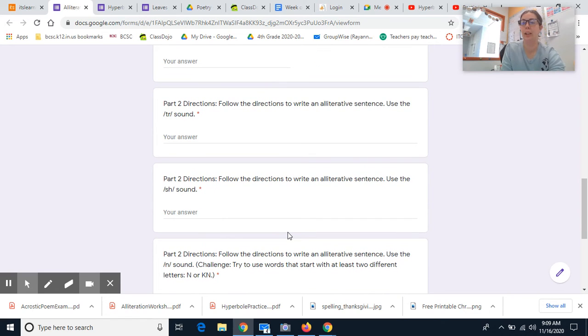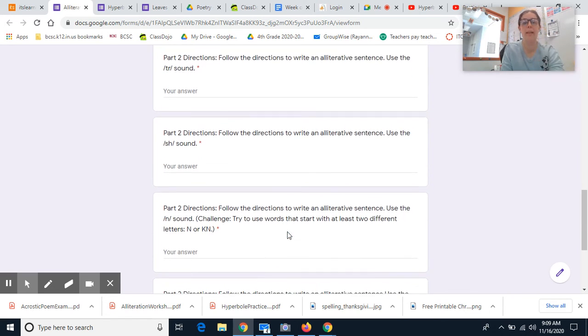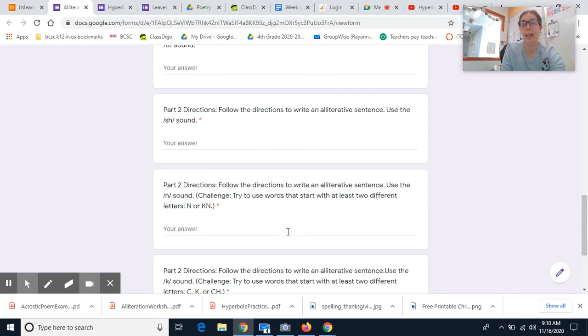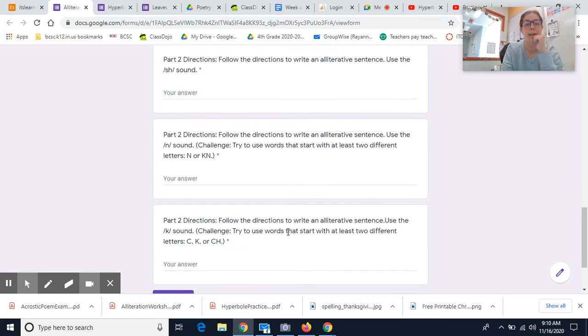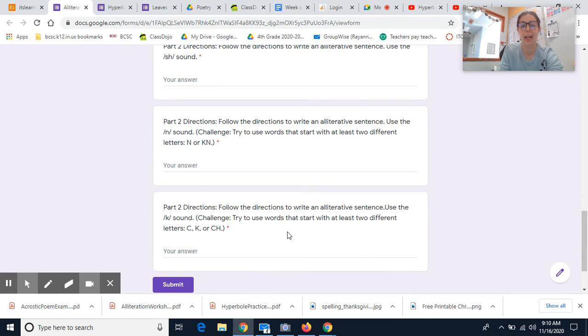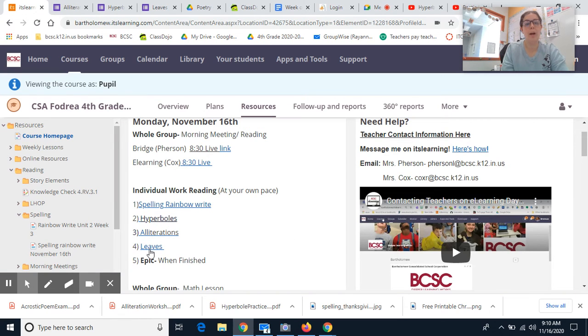You have one that does the sh sound. And then this one is the n sound, like the N. You can also use challenge KN, like "no," like "I know something," sounds like the N sound, but it's spelled KN. And then you have one more, it's the K sound, and it wants you to use either the C, the K, or the CH sound to make your repetition, okay? So you're going to be doing that. You have your leaves, yes ma'am, and then you have epic when you are finished, okay?